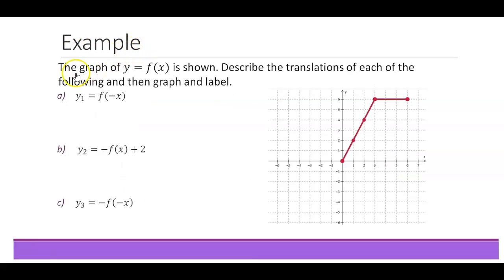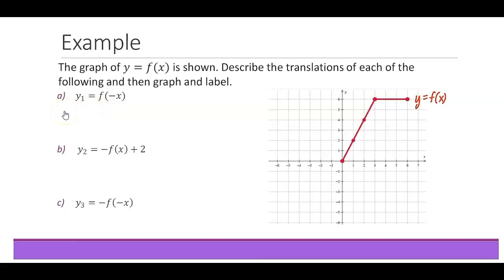In our next example, we have the graph of some y equals f of x shown. Describe the translations of each of the following, and then graph and label. So once again, this is not a basic function. This is just some function y equals f of x. It's over here in quadrant 1. And we're going to describe in words the translations and graph each of the following.